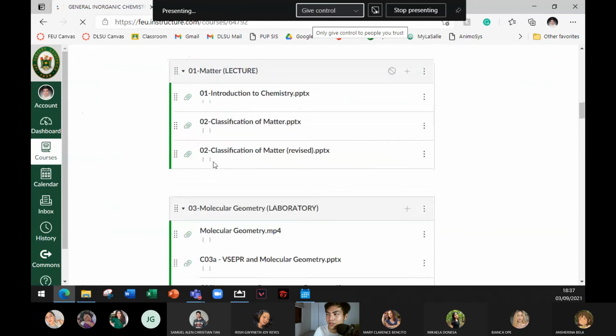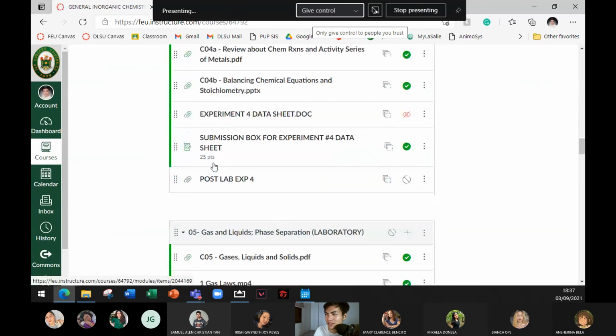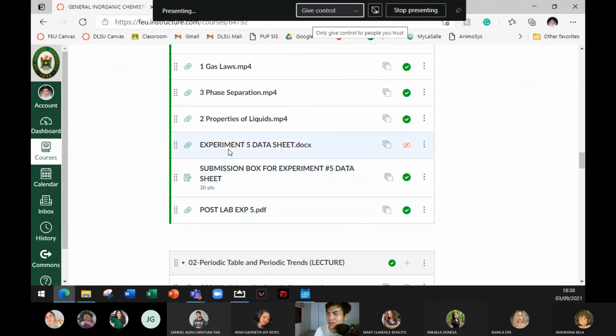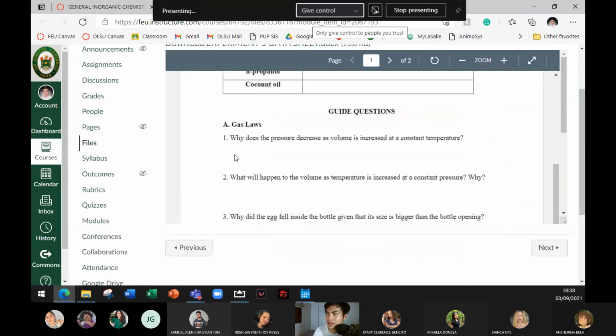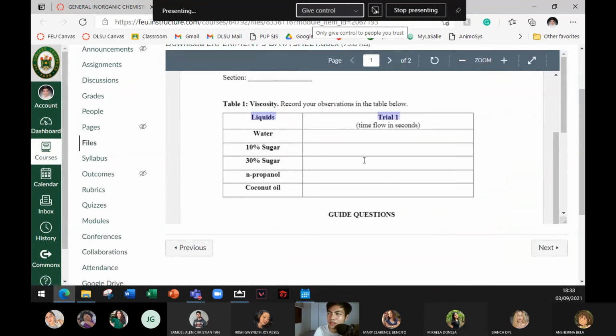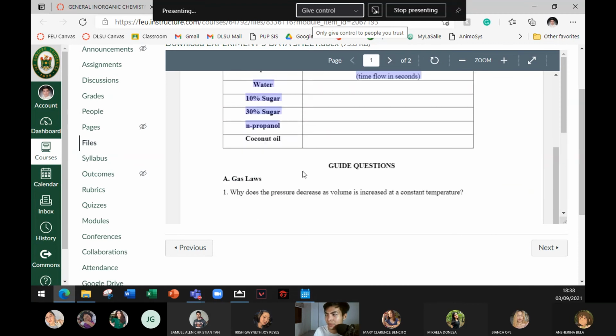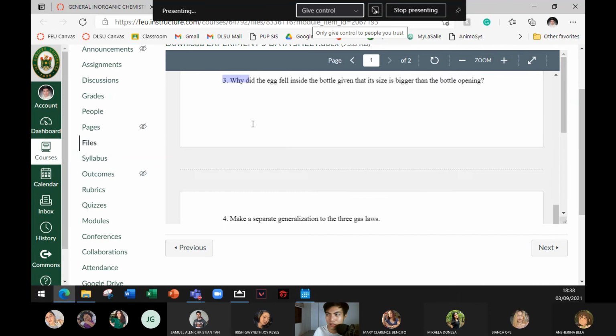So, ito. For Chapter 5, ito lang sasagutan nyo, yung experiment 5 datasheet. Then, upload nyo na lang dito. Okay. So, wag nyo na sagutan to kasi wala tayong experiment. Okay, and hindi available lahat ng chemicals sa bahay. Okay, kaya ito na lang, yung guide questions na lang.